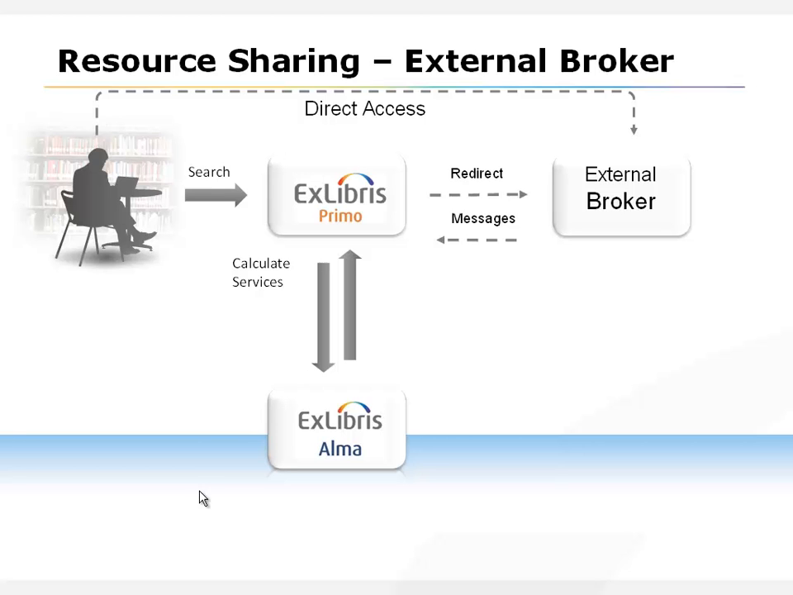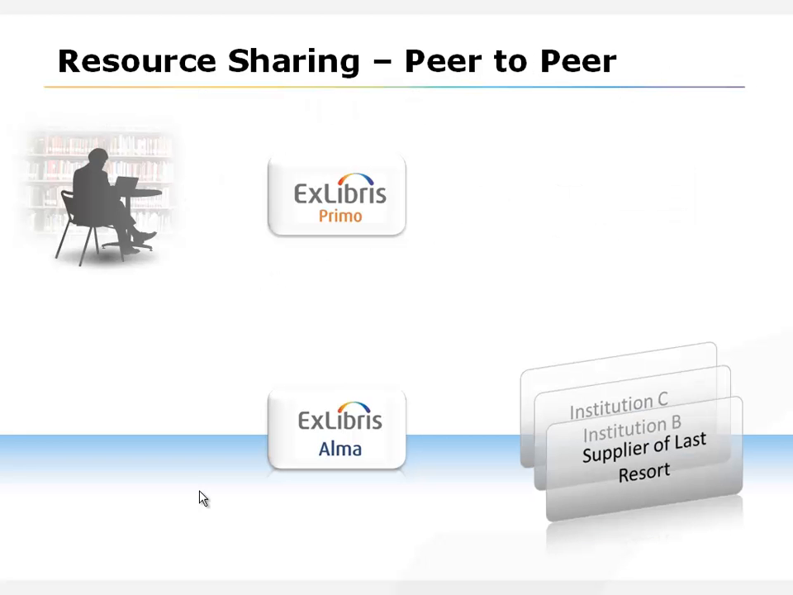So this is one model. This is the external broker. And as you understand, and again we'll go into the details in just a number of minutes, the resource sharing request is mainly managed at the external broker. Alma simply reflects the request and reflects the changes in status that happen at the external broker, which is the main owner and manager of the request. Primo may serve as a means to find the metadata that is to be requested, but then the request goes on into the external broker. That is one model, and we'll go into its details in just a number of minutes.